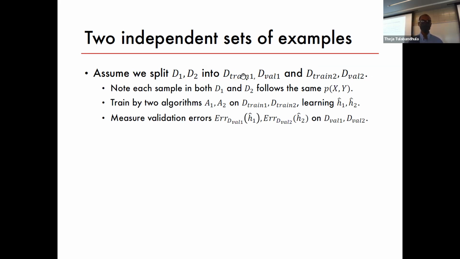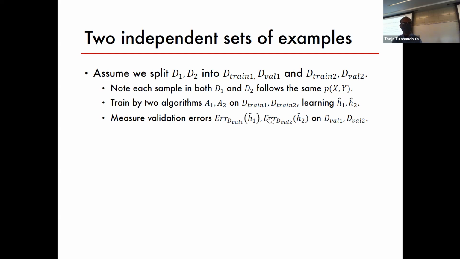We're going to use dtrain1 to train, let's say, model one or algorithm one, and dtrain2 to train model two or algorithm two. Then I'm going to ask, what is the performance of algorithm 1 on dval1? And how is the performance of algorithm 2 on dval2? So really, we had an original data set and we chopped it up into several pieces. Because we made the IID assumption, it makes it easy for us to compute these summarizing numbers, and then do a hypothesis test.